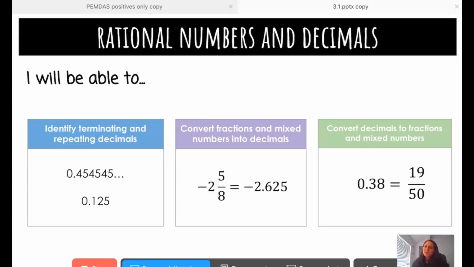Hey class, today we're going to learn about rational numbers. So by the end of the lesson, you will be able to identify terminating and repeating decimals, convert fractions and mixed numbers into decimals, and convert decimals to fractions and mixed numbers.